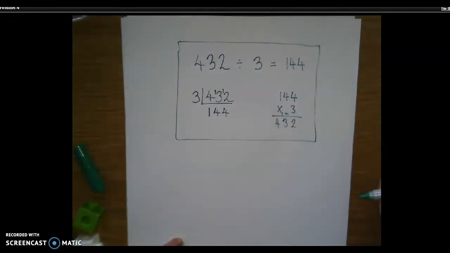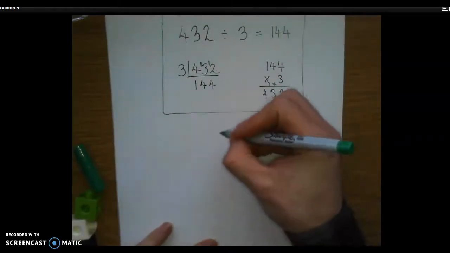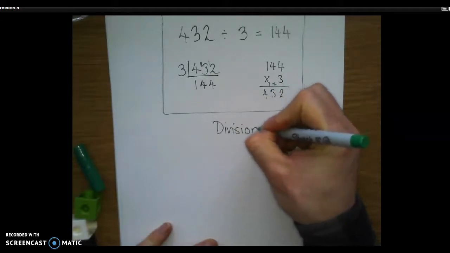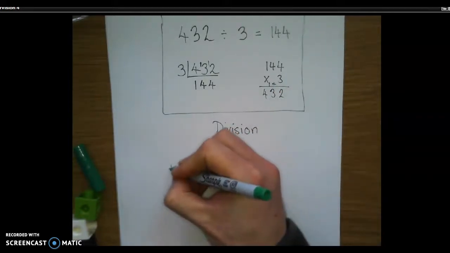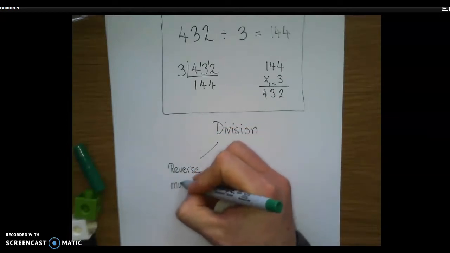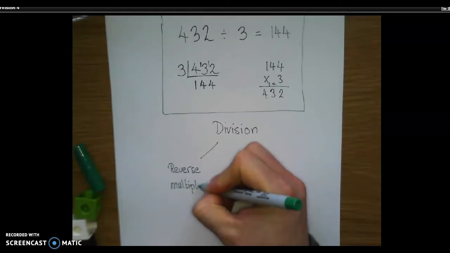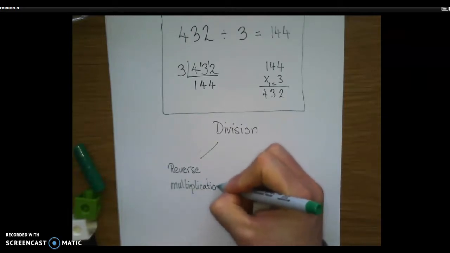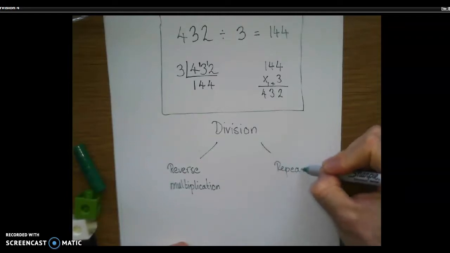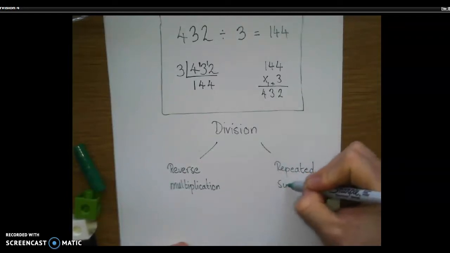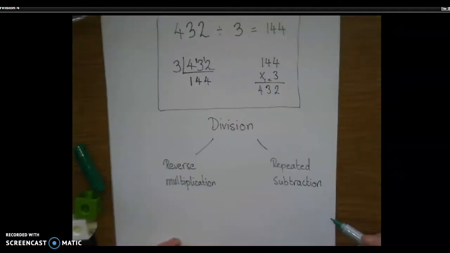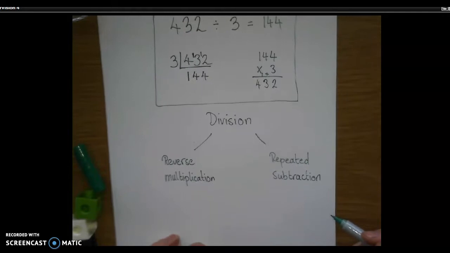So, for bigger numbers, this is our method. But then for our smaller numbers, we have, remember, reverse multiplication and repeated subtraction. I hope that helps, guys.